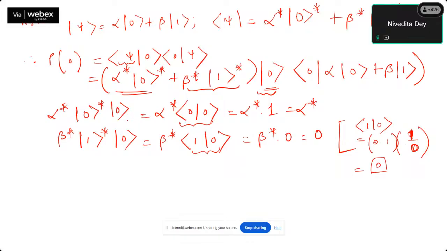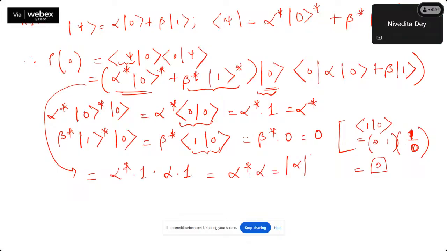Okay. So likewise, from this, lots of values will be cancelled out, and we will ultimately be left with, similar things will happen here as well. So ultimately we will be left with alpha star into 1 into alpha into 1. That is alpha star alpha, which is mod alpha square. So this was your probability of obtaining a 0. Now therefore the probability of obtaining 1 is the same thing with mod beta square.